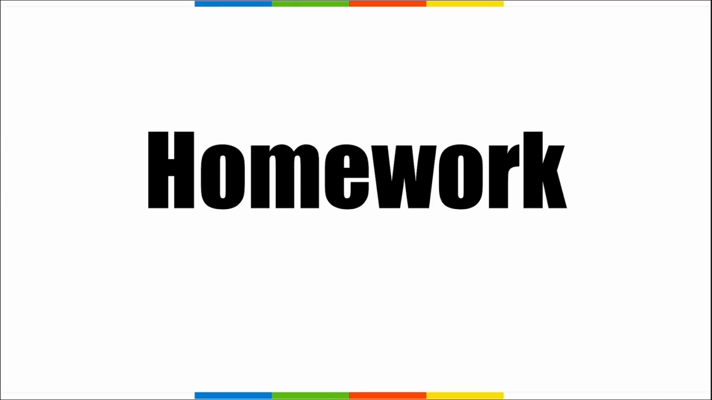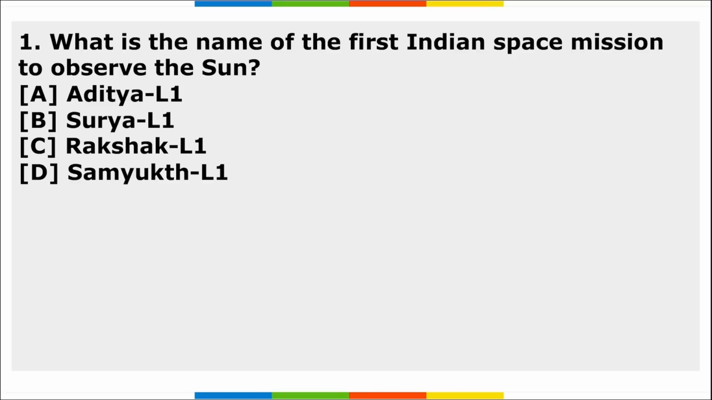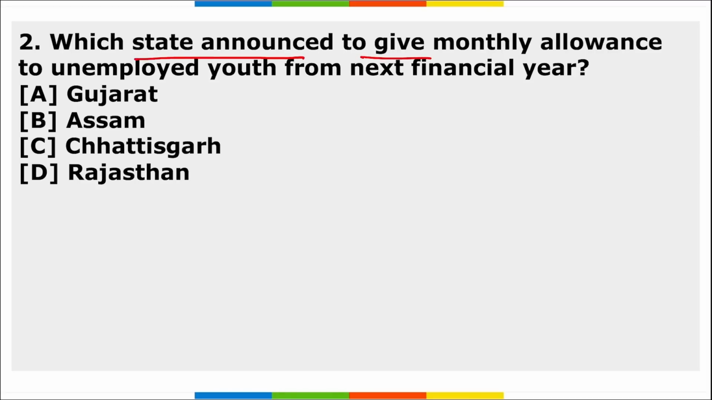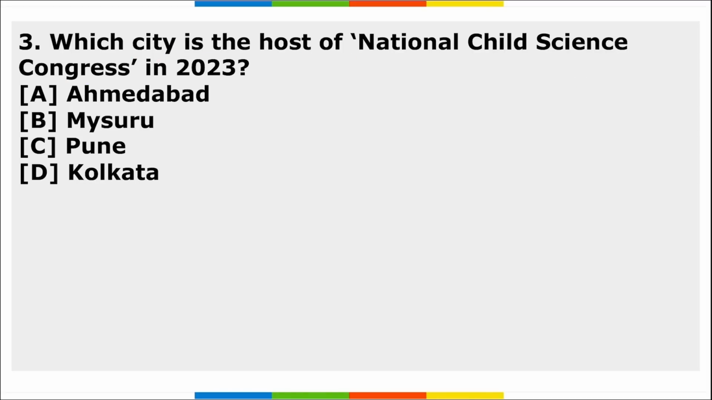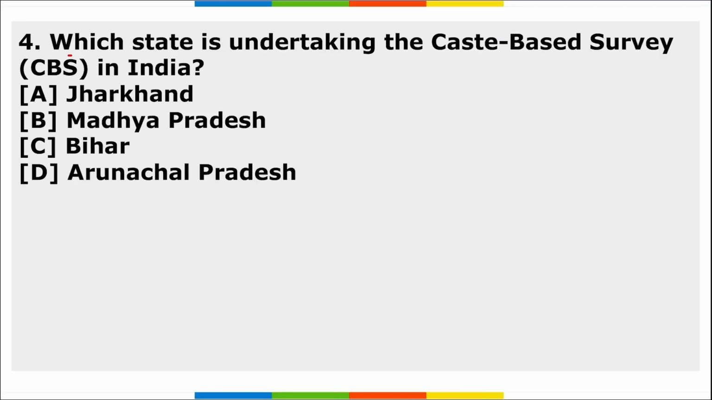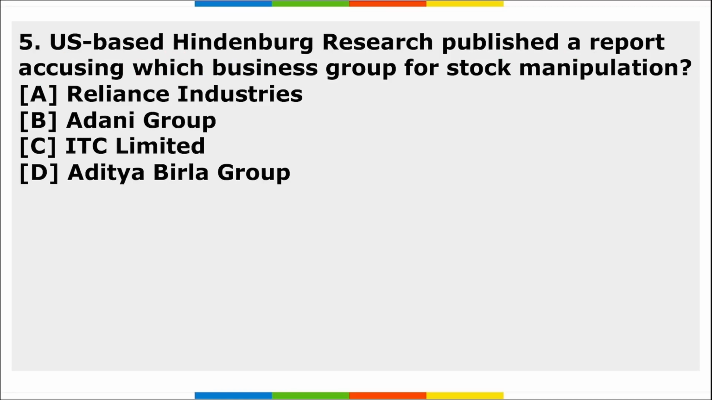So friends, that's all for the day. It's time for your homework now. What is the name of the first Indian space mission to observe the sun? Second, which state announced to give monthly allowance to unemployed youth from next financial year? Third, which country is the host of National Child Science Congress in 2023? Fourth, which state is undertaking the caste-based survey in India? Fifth, US-based Hindenburg Research published a report accusing which business group of stock manipulation?